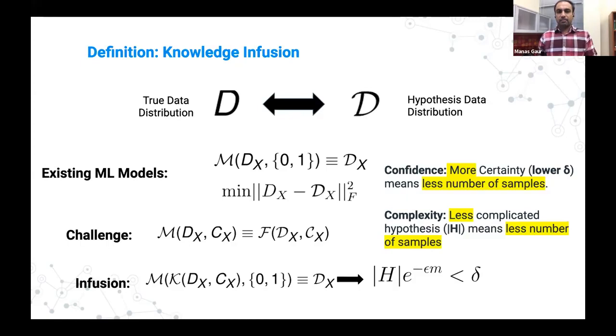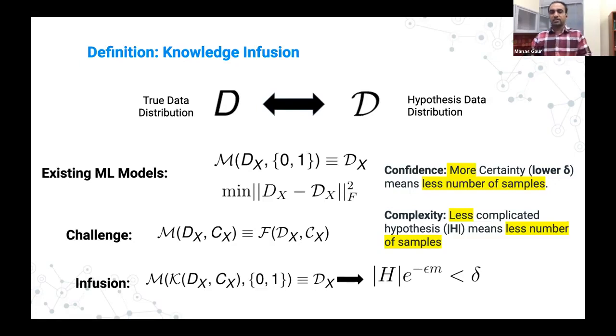Let's take a very simple example where you have a true data distribution and the hypothesis data distribution, which in the recent conversations in a conference, at AAAI, was talked about as tacit knowledge. Let's consider that terminology. We have a tacit knowledge and we have a true data distribution. In existing machine learning models, we have our data and we have a label 0 and 1, and we want to learn this tacit knowledge distribution, and we want to minimize some kind of loss function.